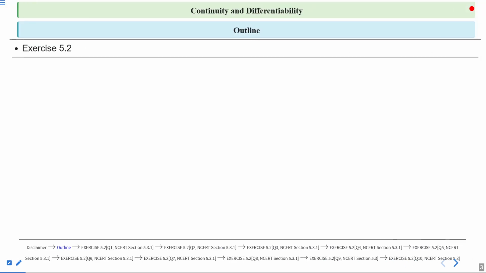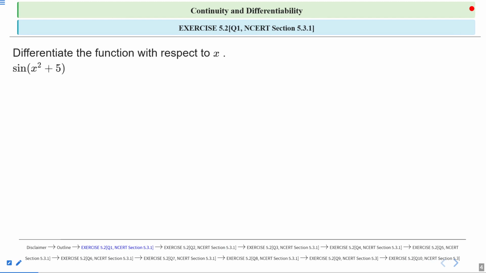So we will discuss NCERT exercise 5.2, right? Let us start. Question number 1, NCERT exercise 5.2. Question number 1 is basically to differentiate the function with respect to x. We have to differentiate the function with respect to x. I'm giving you 10 seconds to solve or think about this question. After that, we will discuss the solution part.